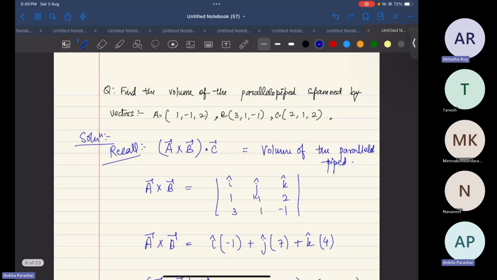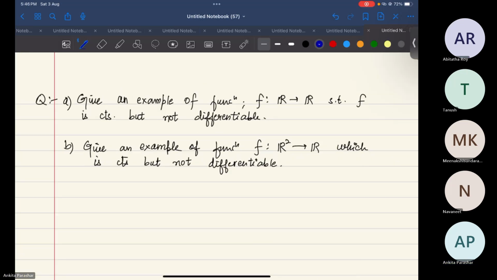So whenever the volume of a parallelepiped or the area of a parallelogram comes, the very first thing you should remember is that it can be computed by cross and dot products. You don't have to go finding the volume by geometric or any other way. All right, so there are some more questions.